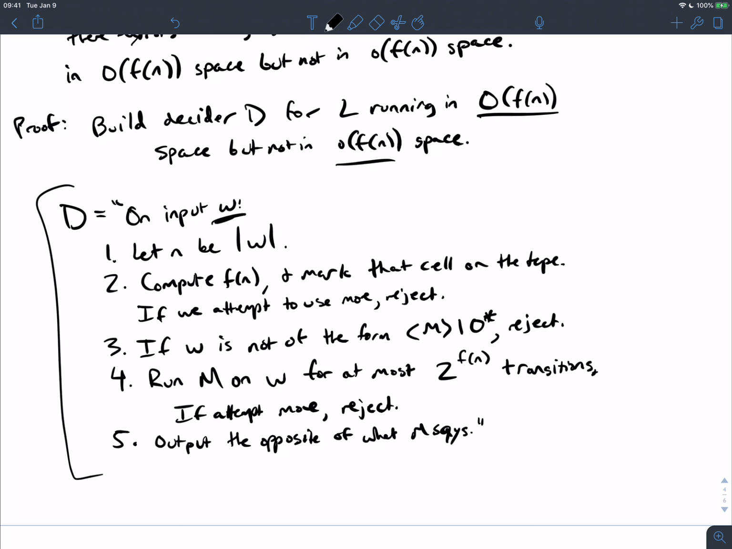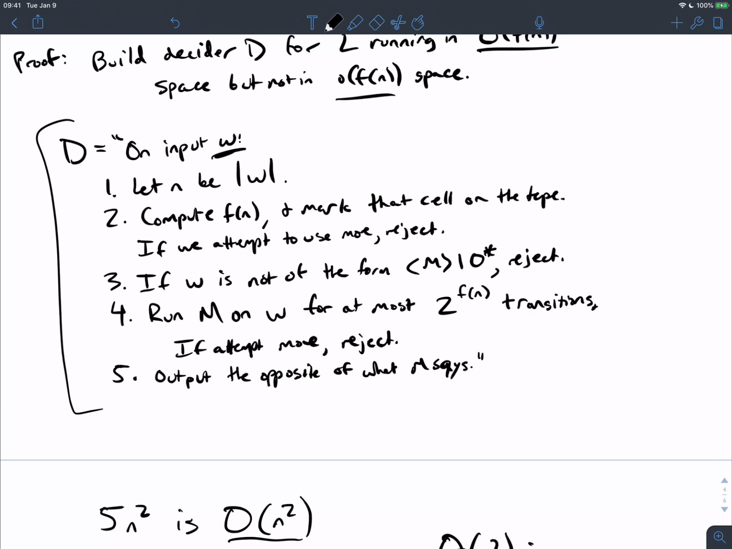But if it didn't reject at any point, then it uses at most f of n space. But we may encounter a problem in the sense that the machine could still run forever, even if it's not using more than f of n space. So that's why we put this restriction on here, saying you can't run for too long. It's the same idea as for LBAs, where we checked whether or not they could run forever. Here we just say, if it tries to run for too long, then just kill the machine anyway.